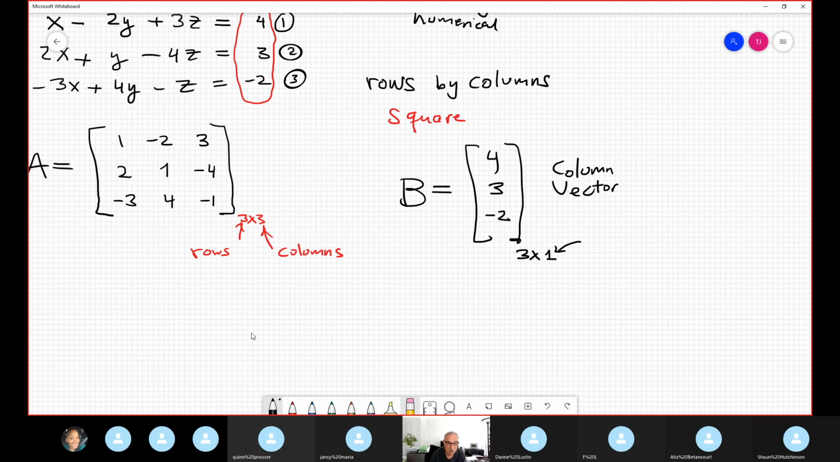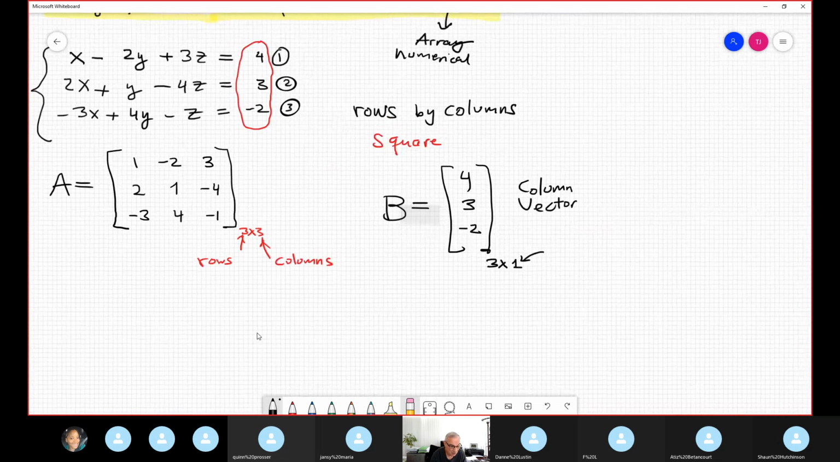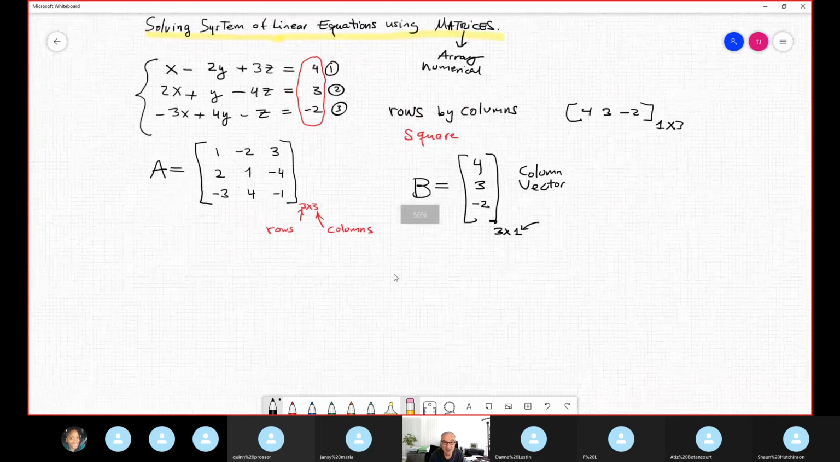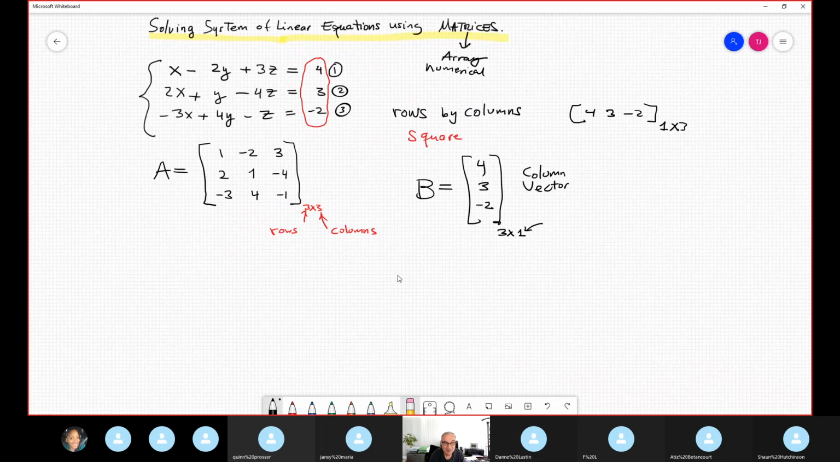When the other dimension is 1, we have a row vector like that. Suppose 4, 3, and -2. In this case, we have 1 row and 3 columns, 1, 2, 3. This is the organization of the matrix. So far, this is clear.